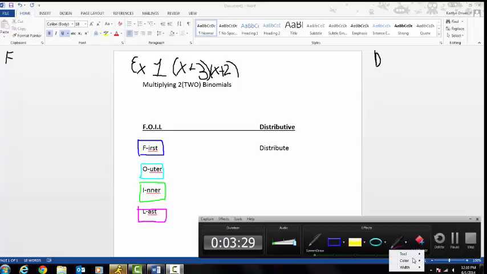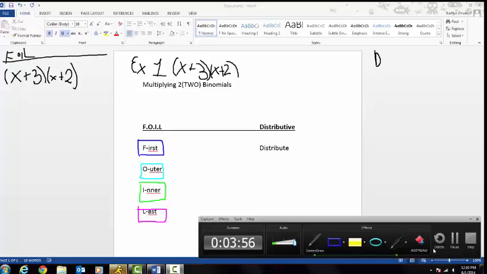So right now I'm just going to go to black and I'm going to rewrite this all the way up here. That's FOIL. X plus 3 is one of your binomials, and your other one is x plus 2. Okay? FOIL. Now, first you're going to multiply your first terms together, your first terms of each binomial. So that is going to be your x and your other x. Okay?